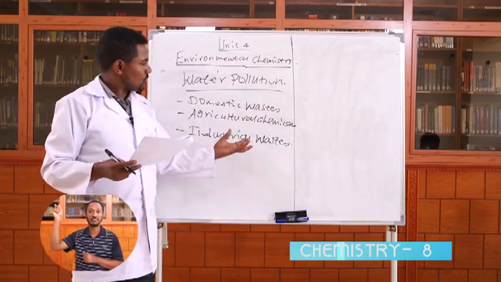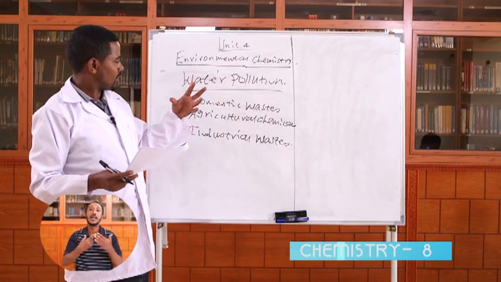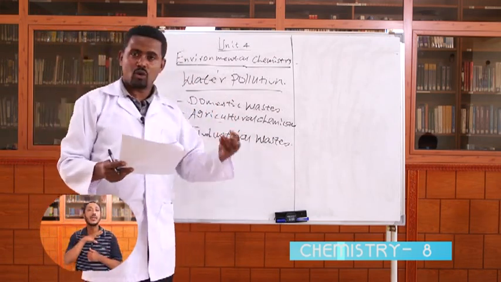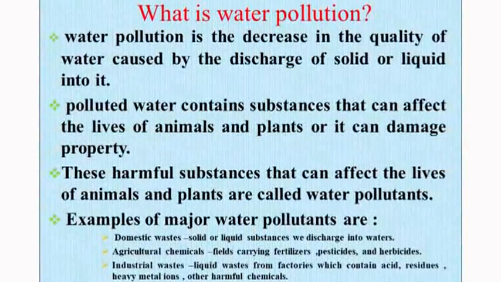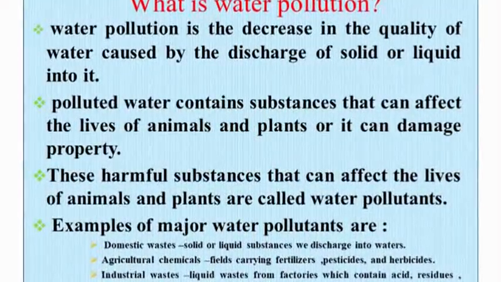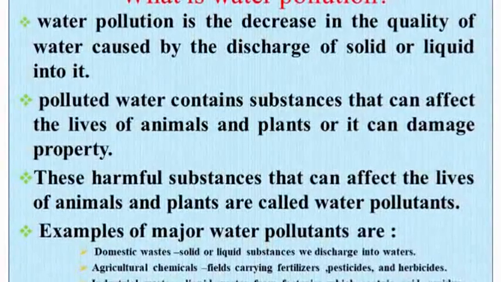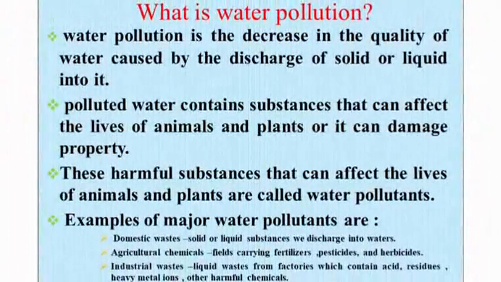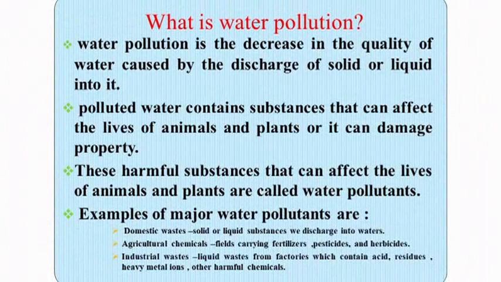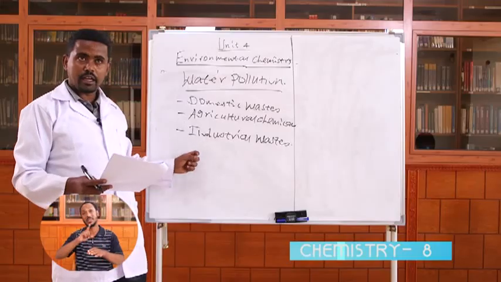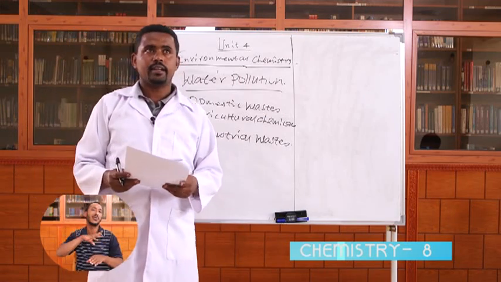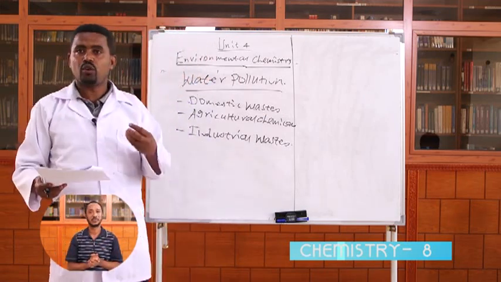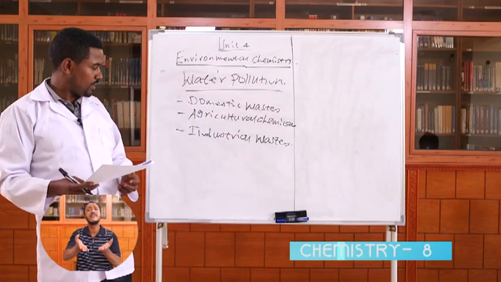Domestic wastes are those unnecessary substances that are removed from our homes, like solid or liquid substances. Agricultural chemicals are fertilizers, pesticides, and insecticides. Industrial wastes are liquid substances released from chemical industries, which pollute water and make it unusable for its intended purpose.